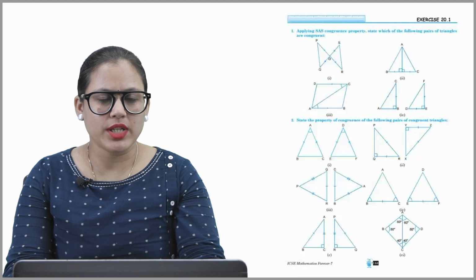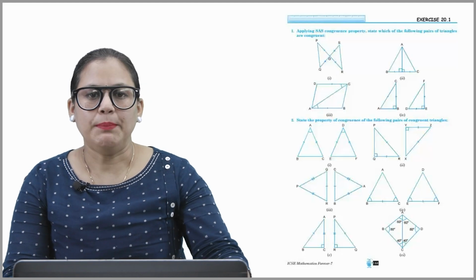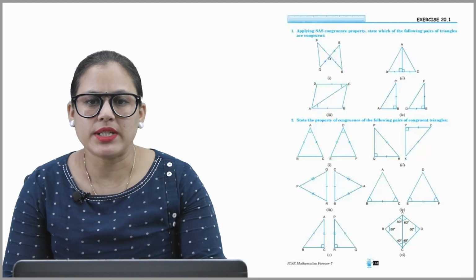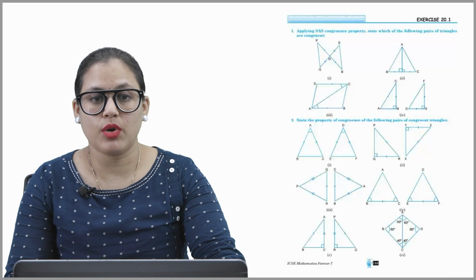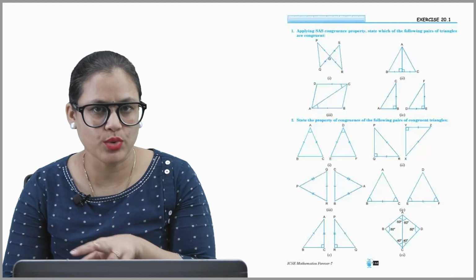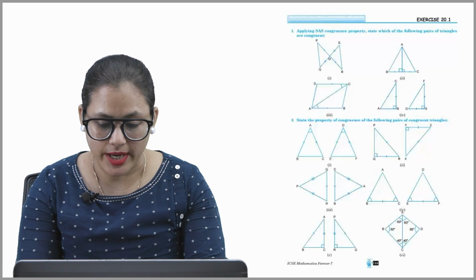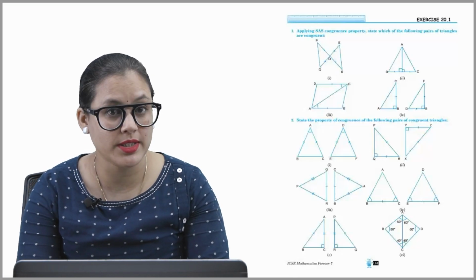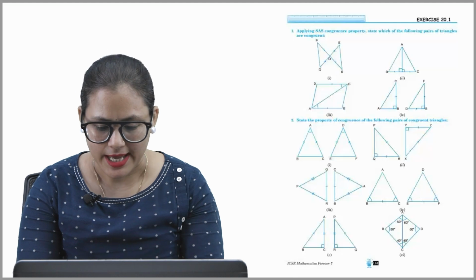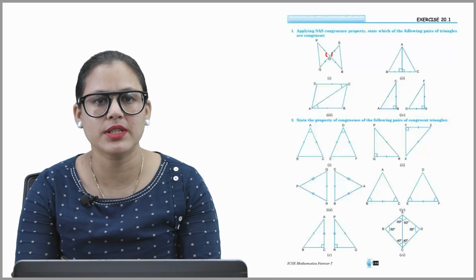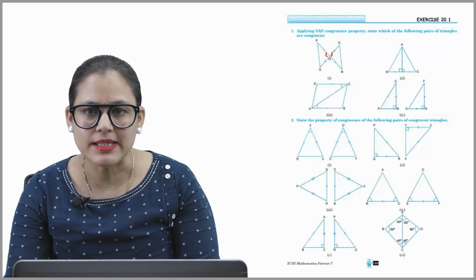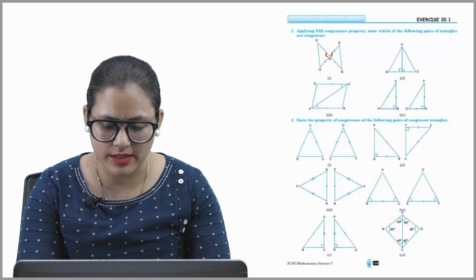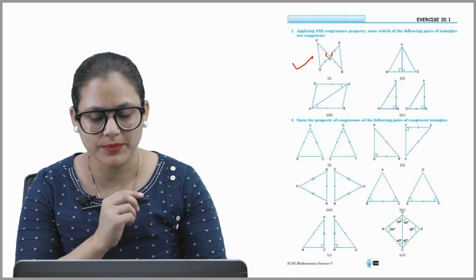Exercise 20.1. Applying the SAS congruence property, state which of the following pairs of triangles are congruent. This means there should be two sides and one angle which are equal to each other. As we can see in figure 1, this side is equal to this side, and this side is equal to this side. That means two sides are equal, and this angle is equal to this angle because they are vertically opposite angles. That means these two triangles are congruent.